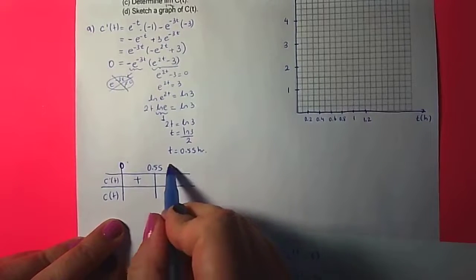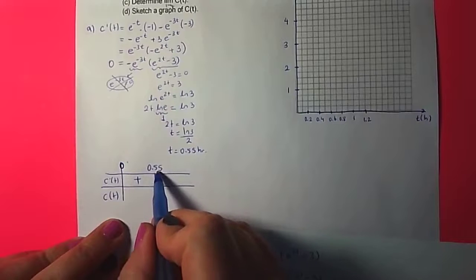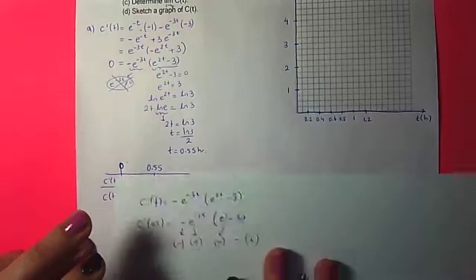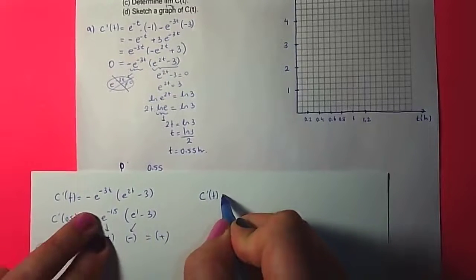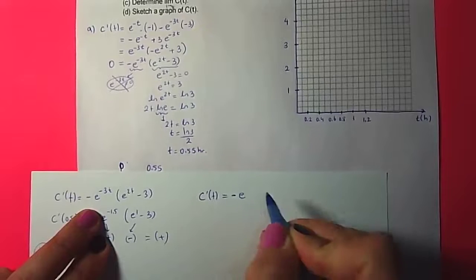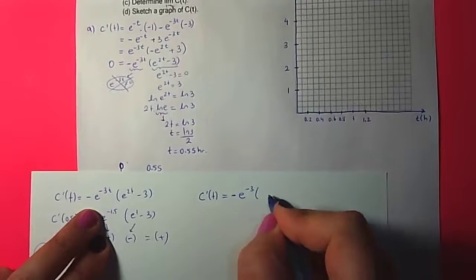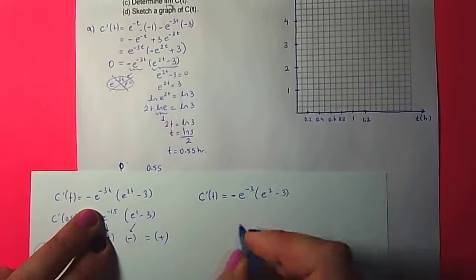So let's check the second interval. So we need to pick a value that is greater than 0.55. How about if we pick 1? So let me sub 1 in the first derivative. So negative e to the power of negative 3, e to the power of 2 minus 3.